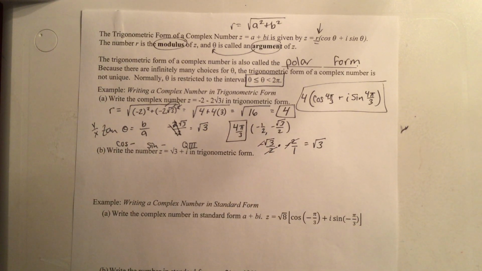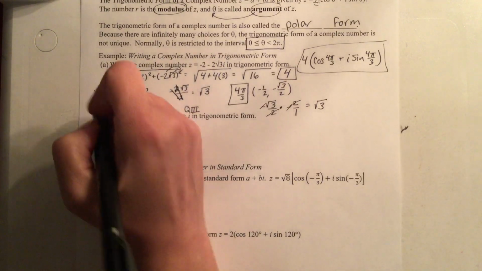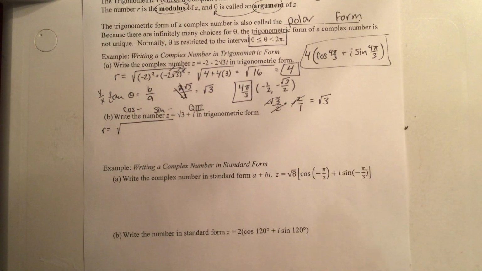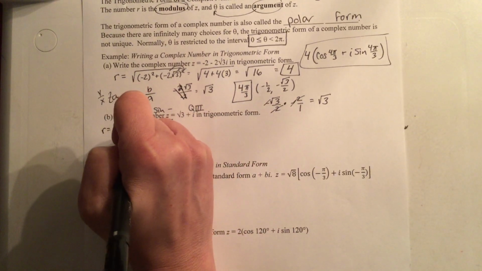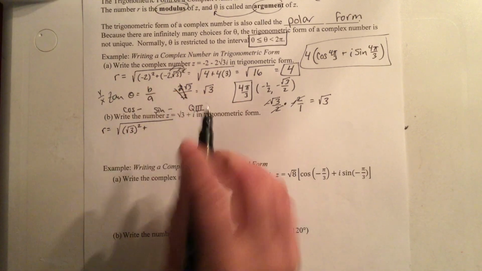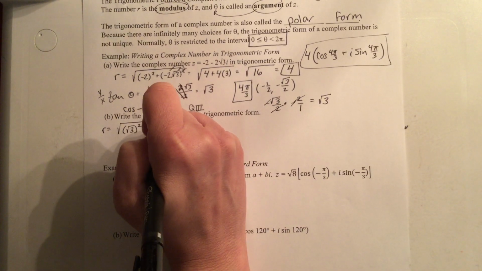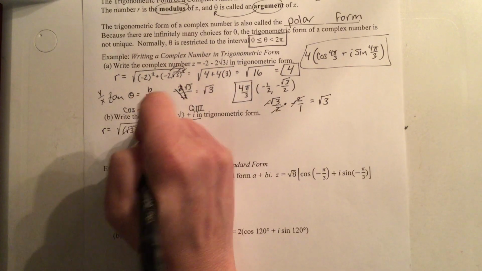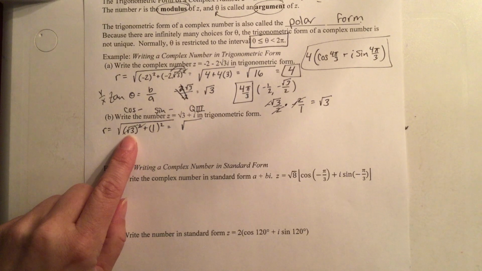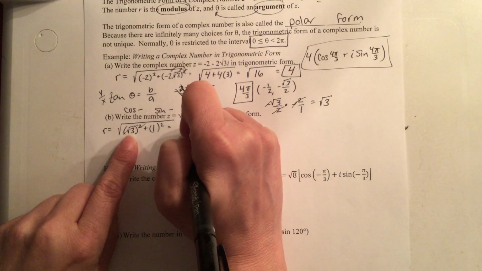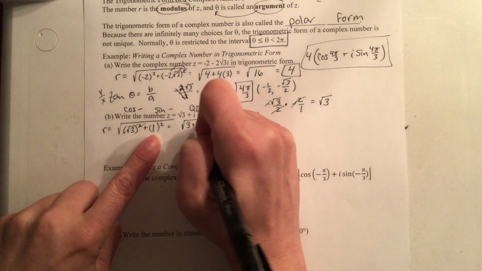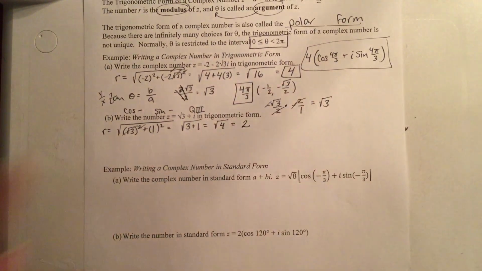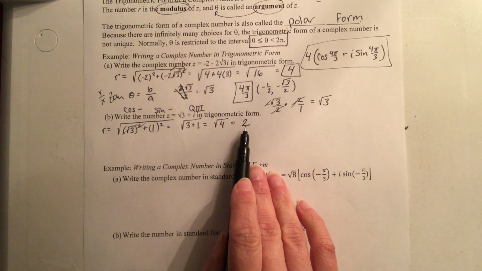Let's do another one, just in case you're like, oh my gosh, what just happened? Okay, to find the modulus, underneath the square root, you take the real number, in this case it's the square root of 3, and you square it, plus the imaginary value, in this case it's a 1, and square it. When you square a square root, the square root cancels, but it does not change what's underneath. So this is a 3, plus 1 squared is a 1. 3 plus 1 is 4, and the square root of 4 is 2. So the modulus is a 2.